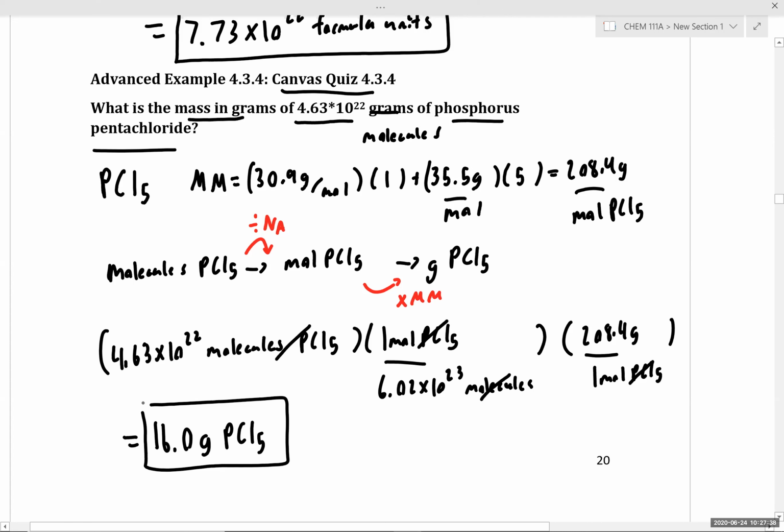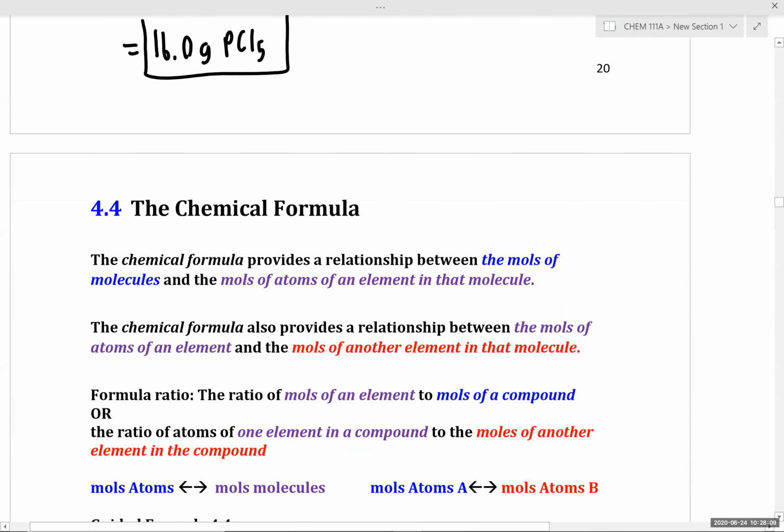Does this example make sense to everyone? Is everyone getting the hang of these mass to mole to atom conversions? It's exactly identical to the logic we used when we did mass to particle conversions using AMU. Any questions on these examples? If not, let's keep going with a few more ideas.